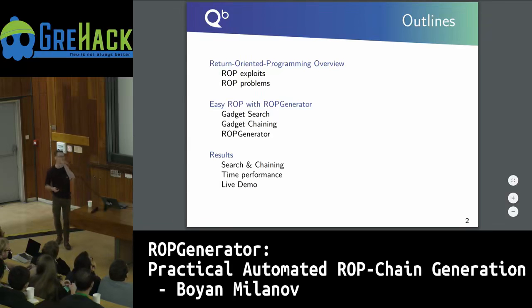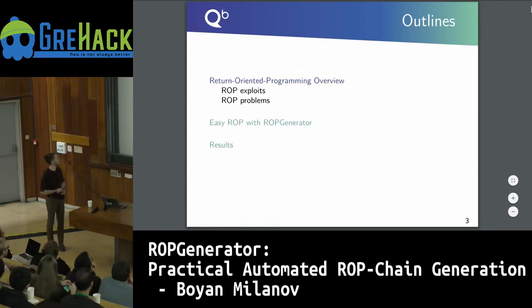I will compare ROPGenerator to a state-of-the-art tool. And I will also make a quick demo to show how the tool can exploit a vulnerable binary and bypass system protections. So let's get started with return-oriented programming.